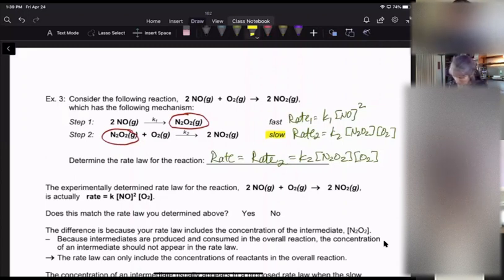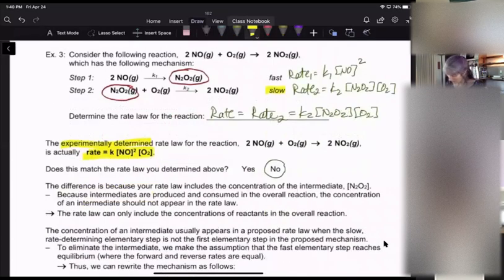So down below here we give the experimentally determined rate law, which has NO squared and O2. So does that match? Well, one has N2O2 and one has NO2. So what we're going to do is make these match. Because we have that intermediate showing up, we have to rearrange our rate laws to get rid of it. You can only include concentrations of reactants. You can't have a rate that depends on something that doesn't even show up as a reactant, but it has to have the reactants in it.